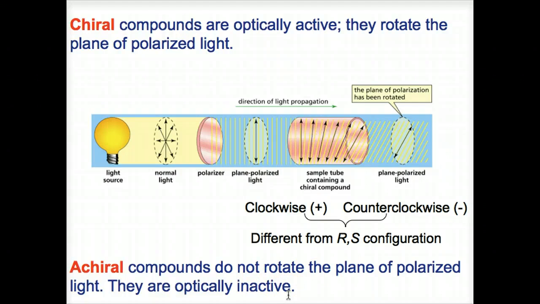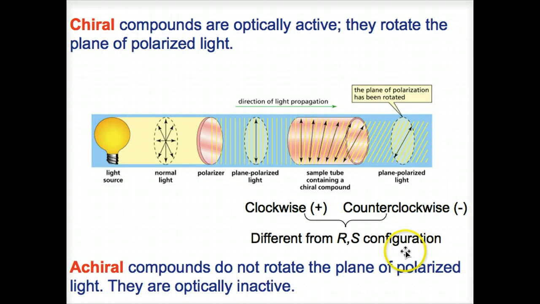If the plane of polarization is rotated clockwise, it is dextrorotatory, indicated by a plus sign. If it is rotated counterclockwise, it is levorotatory, indicated by a negative sign. Dextro means to the right in Latin, and levo means to the left in Latin. R and S are not the same as D and L. Some R configurations are plus and some are minus.